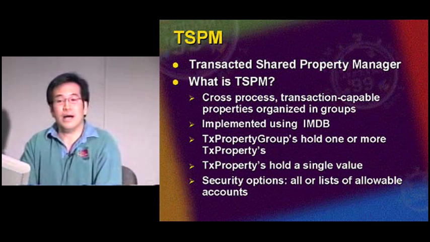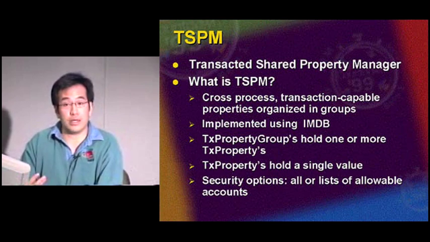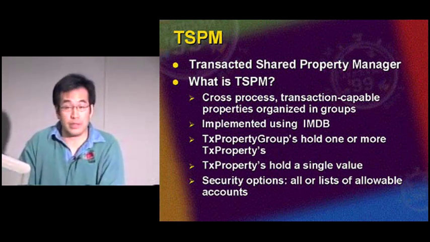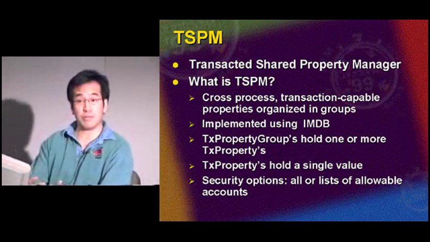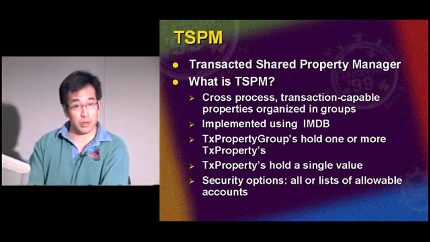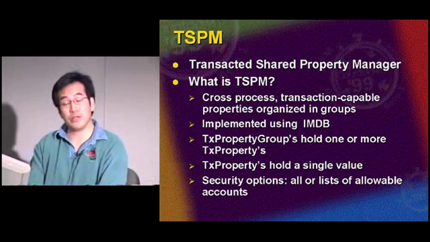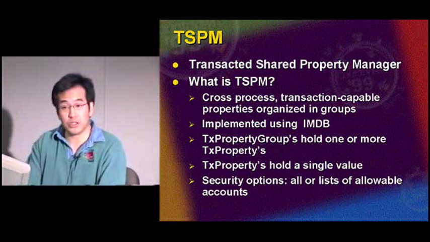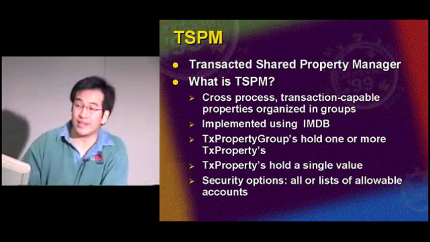Okay. TSPAM is organized into, first of all, on the top of the hierarchy, a transacted property group manager. Each transacted property group manager is capable of creating a transacted property group, and you could have sets of property groups. And within each transacted property group, each group may hold one or more transacted properties. Okay, next.